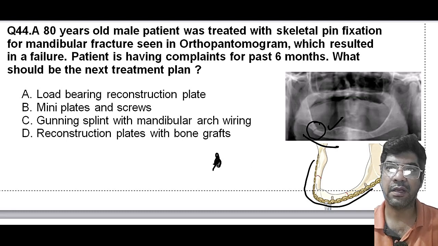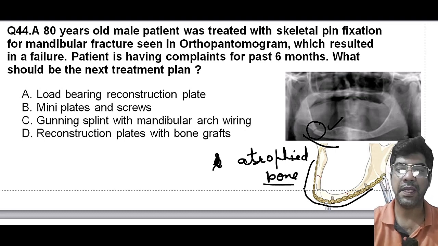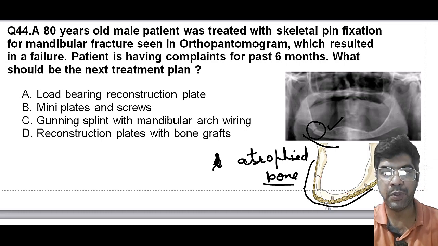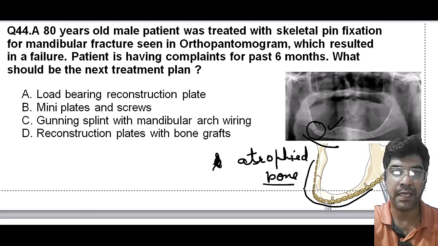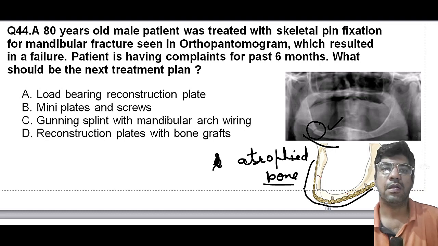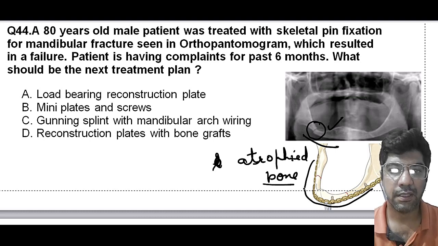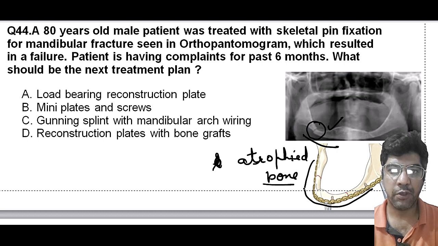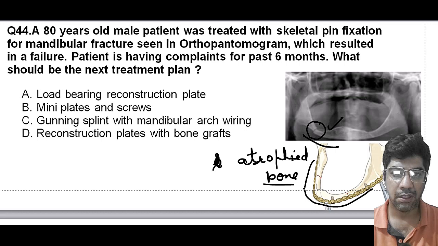So in atrophied bone, you need a load-bearing reconstruction plate. These plates will distribute the forces across a broader area, which will reduce the stress, in order to restore the bone volume and enhance the stability of the reconstruction.